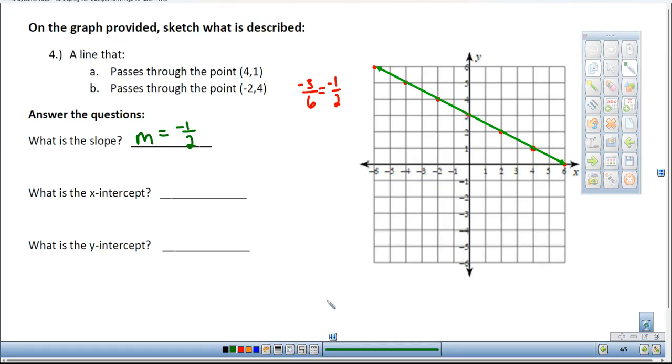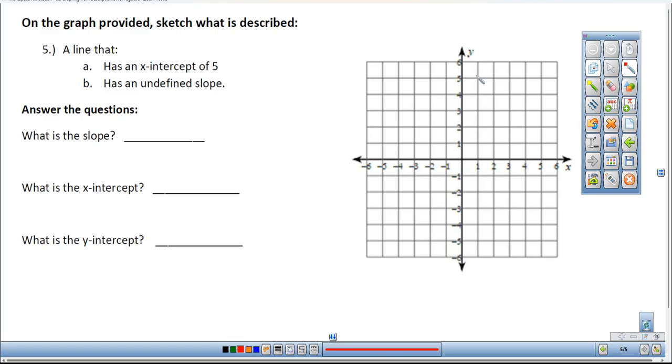The x-intercept is where the line crosses the x-axis. Well, that should be located right here and stated as 6, 0. What is the y-intercept? We didn't know that at the beginning of the problem, but that's located right here. And that ordered pair is 0, 3. So we have to make sure that we label our points appropriately. Remember, your x-coordinate always goes first, then your y-coordinate.